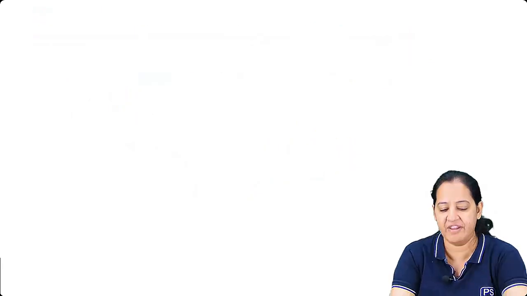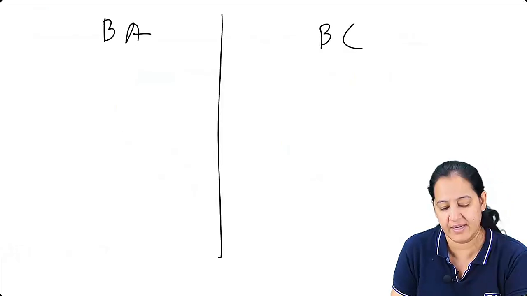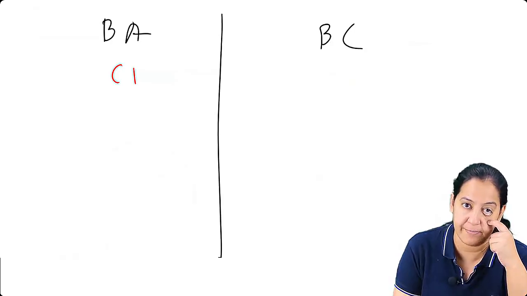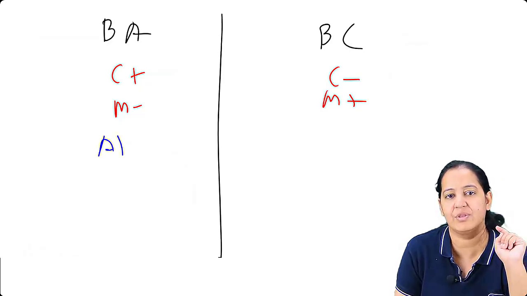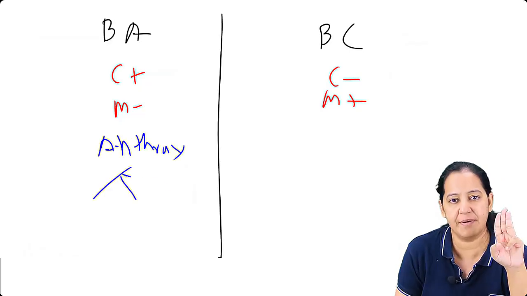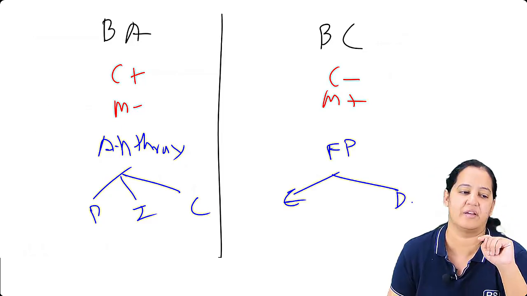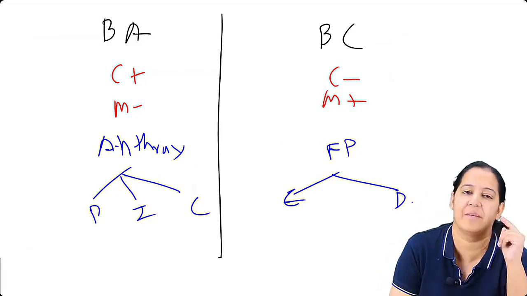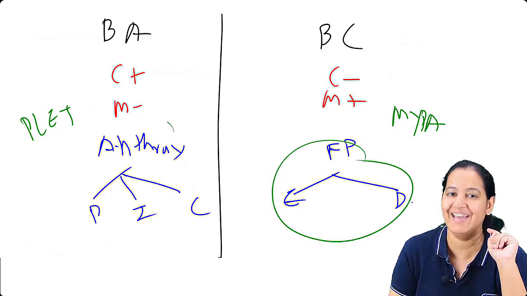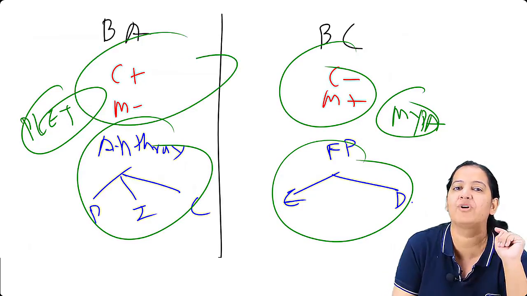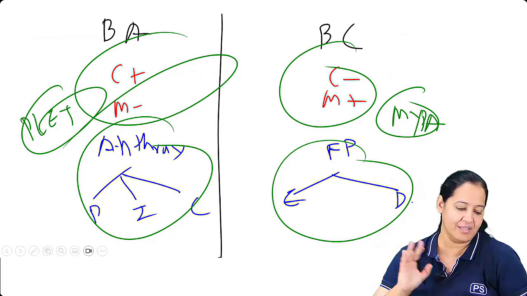We are done with Bacillus anthracis and Bacillus cereus. I told you this one is capsulated, this one is non-capsulated. This one is non-motile, this one is motile. This causes a disease known as anthrax, which is of 3 types: pulmonary, intestinal, cutaneous. This causes food poisoning, which is of 2 types, emetic and diarrheal. Here the selective media is PLET and here the selective media is MYPA. See the disease, see the selective media, see the morphology. This is how you compile the things. Okay, we are done with Bacillus.